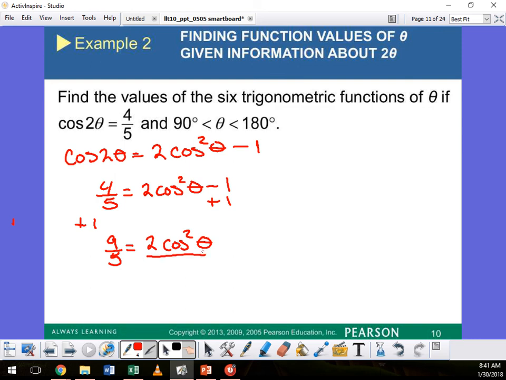So if I divide by 2, it's the same as multiplying by 1 half, right? I'm dividing by 2 on both sides of this one right here. So now I have 9 over 10 is equal to cosine squared theta. Yes, I'm going to square root both sides now.